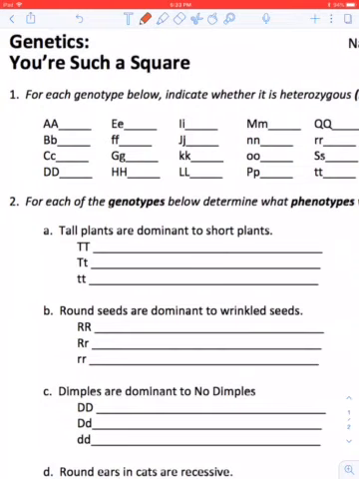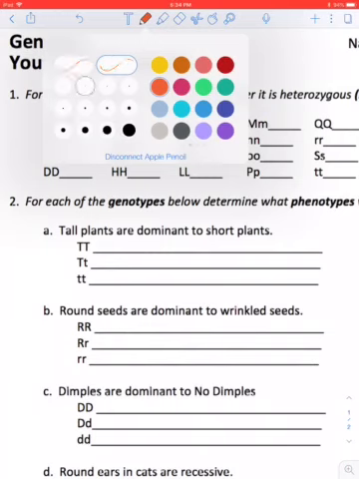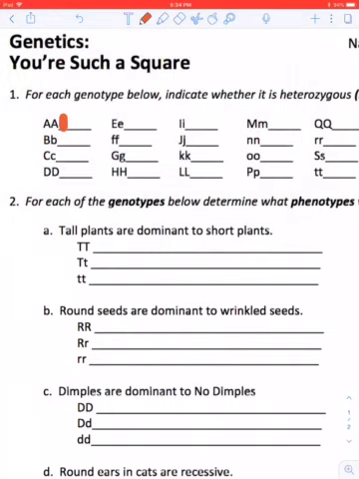So this first one up here, I'm just going to do a couple examples for those that missed the practice problems yesterday. This would be homozygous. Oops, that's way too much sauce. All right, so I'm going to write HM for homozygous. Heterozygous is the next one. I'm going to write HE because it's one dominant, one recessive. So they're different. They're hetero.